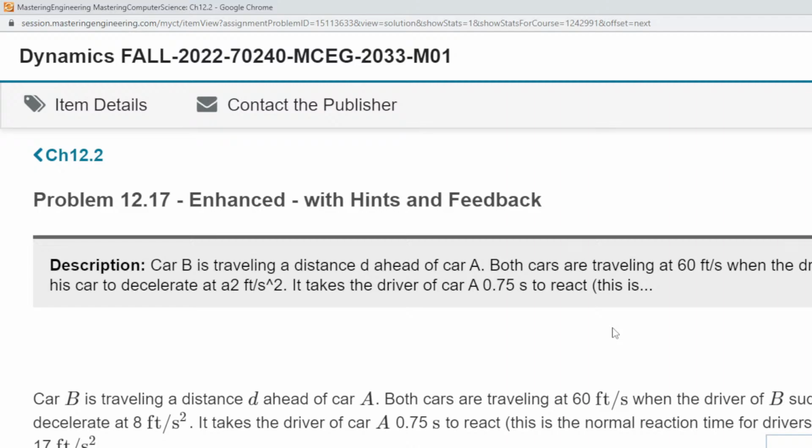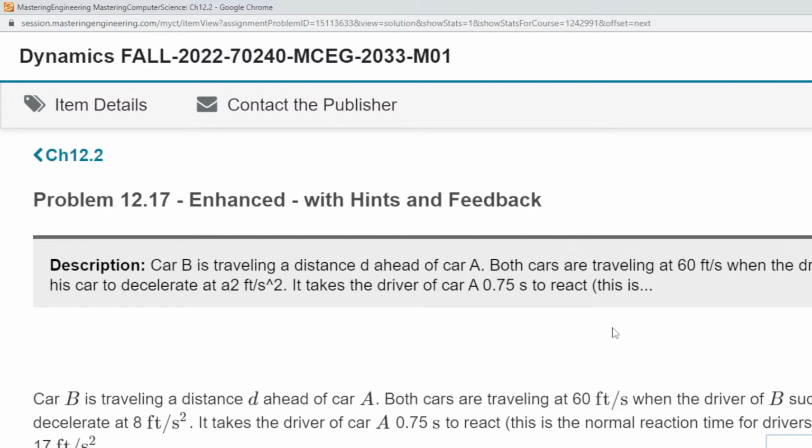Driver B suddenly brakes, causing his car B to decelerate at 8 feet per second squared. And then it takes the driver of car A, let's say delta T is equal to 0.75 seconds. This is the normal reaction. Then A decelerates at 17, so he's pushing his brakes really hard.